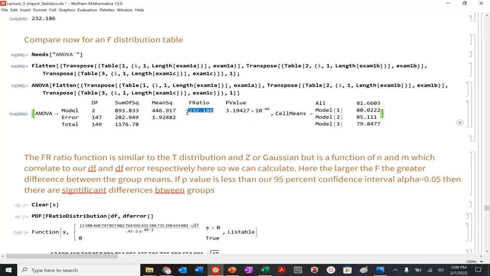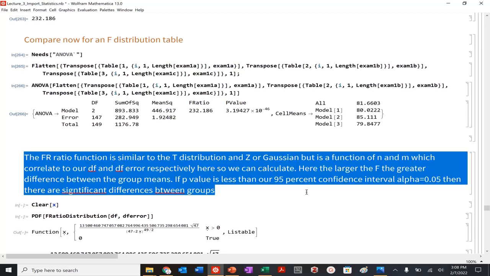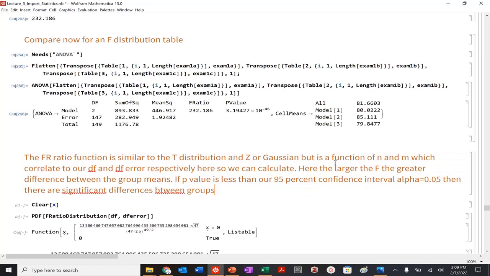The higher your F ratio is very similar to your T or your Z values. But it's a function of N and M, which correlate to basically your DF and your DFA respectively. So we can calculate that. So the basic sense is the larger the F value, the greater the difference between the groups. So kind of like our outliers, our Z's, et cetera.